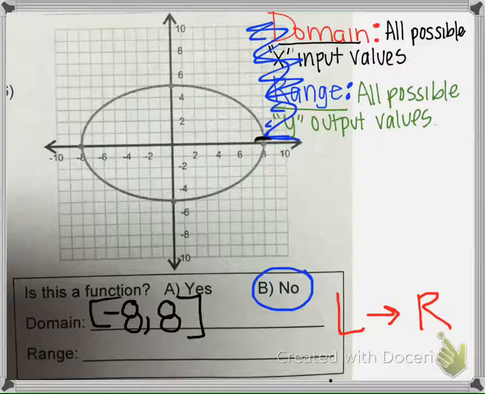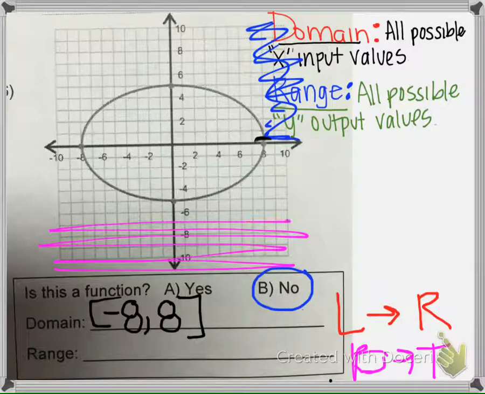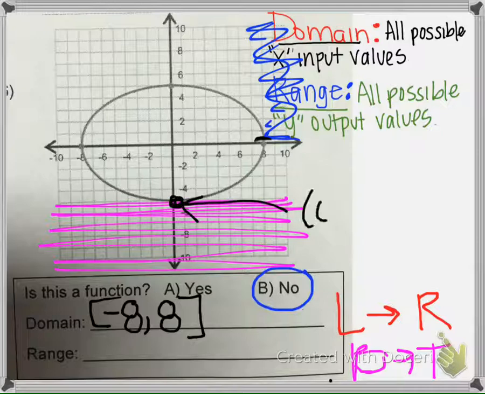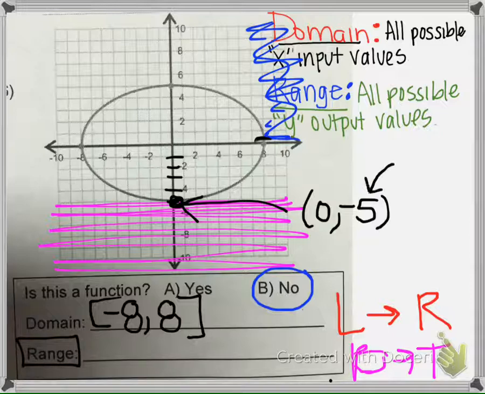Okay, so now the range, we go from the bottom to the top. From the bottom, the graph will never go down here in this pink area. So the lowest point on this graph right there is at (0, -5). Since the range represents the output, it's the second number. So the lowest value on this graph is -5. And we're going to put a bracket around it because there is a point right here at -5.